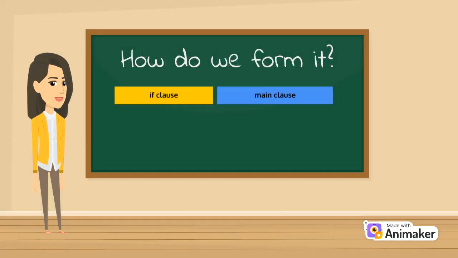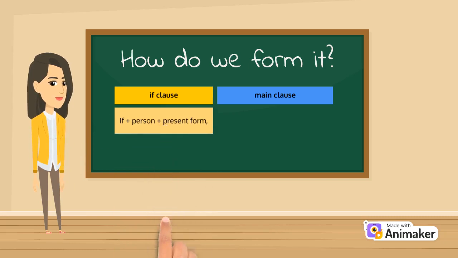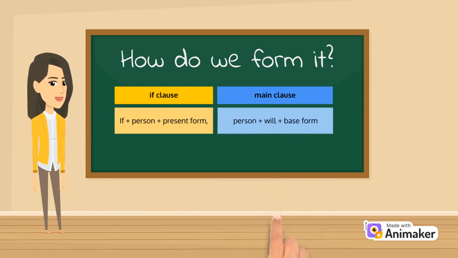Let's look at formation. The first conditional has two parts, the if clause and the main clause. For the if clause, you need if, a person, and the present form of the verb. Then you make a comma. For the main clause, you use a person, will, and the base form or infinitive of the verb.